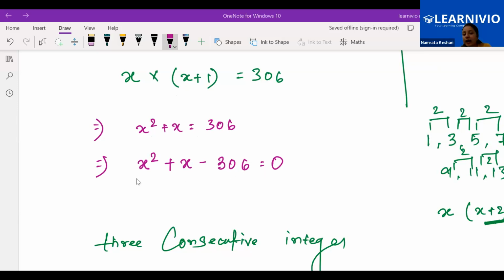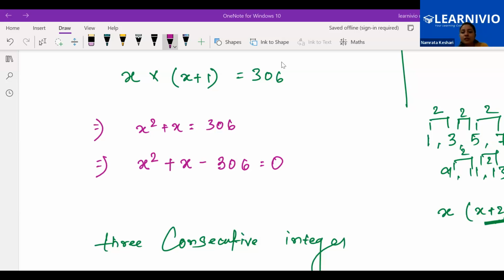I have given time to solve this quadratic equation by splitting the middle term. So please do try, Galvin. We have to split the middle term over here, which we have already done in the chapter polynomials. We were finding the zero of the quadratic polynomial. Okay. Maha is getting 18 and 17.